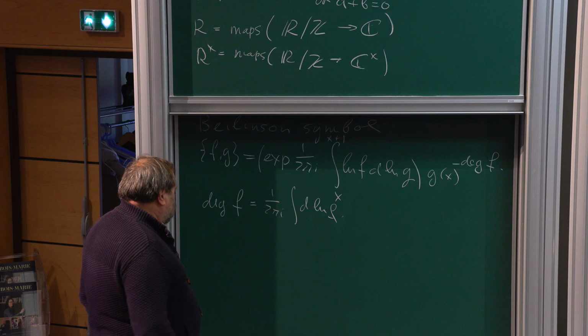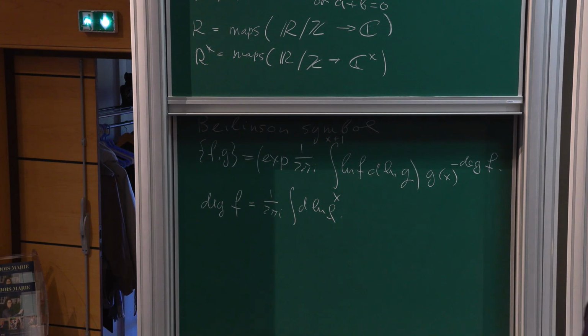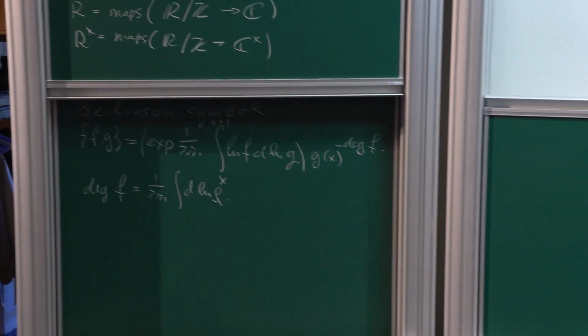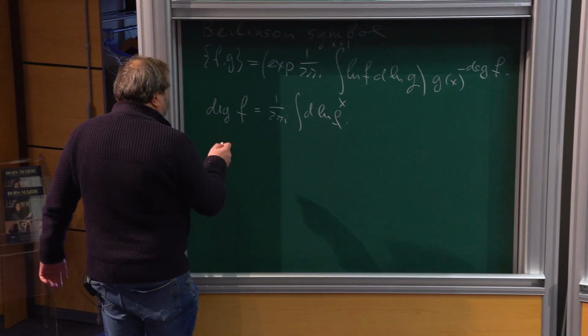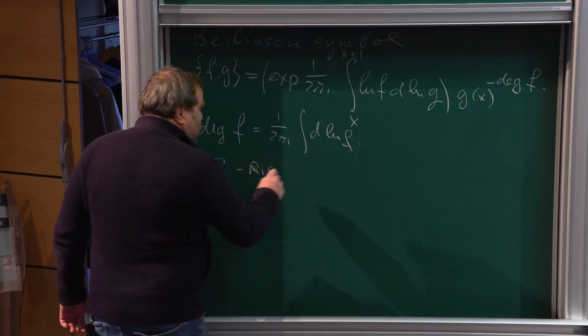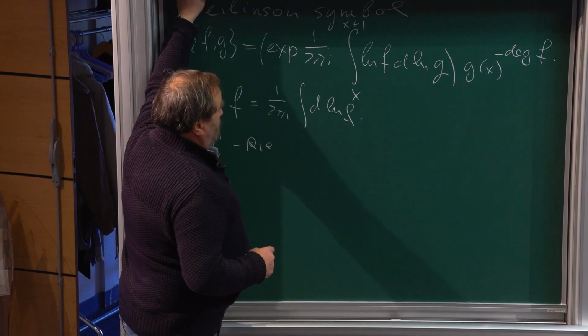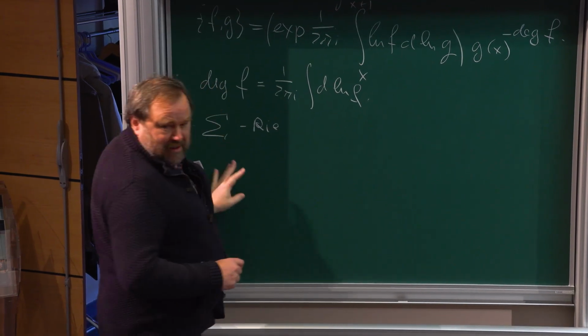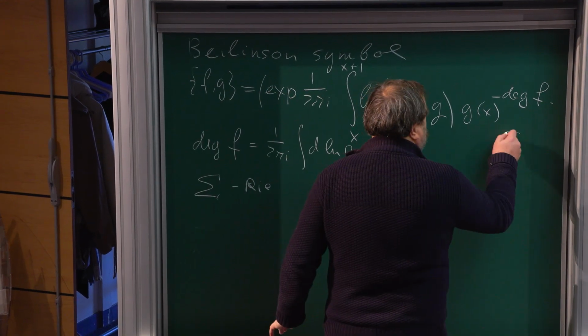We can generalize this symbol a little bit and see that the symbol is a kind of multiplicative analog of residue. This integral is a kind of multiplicative analog of residue. For example, if you have a function on a Riemann surface, sigma, the symbol is valued in C star. Sorry, I forgot to mention that it is C star.